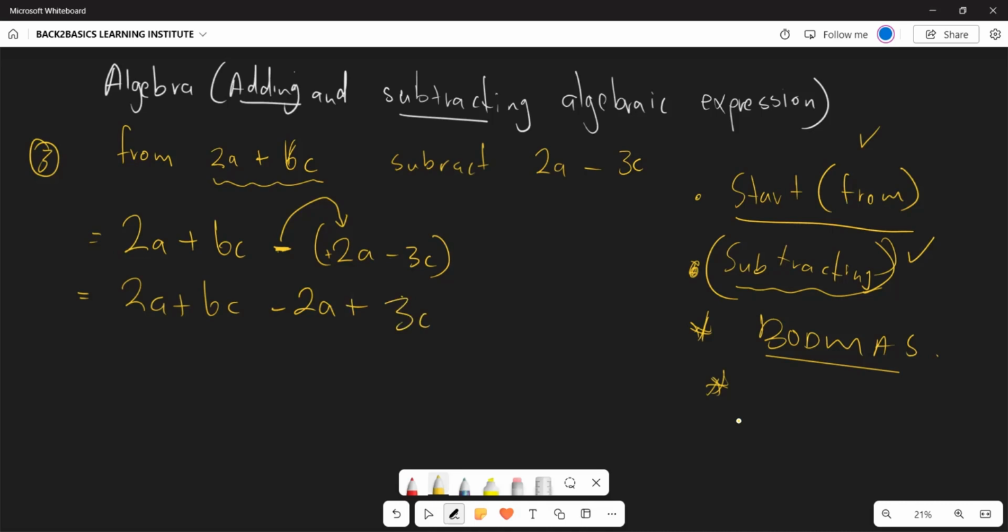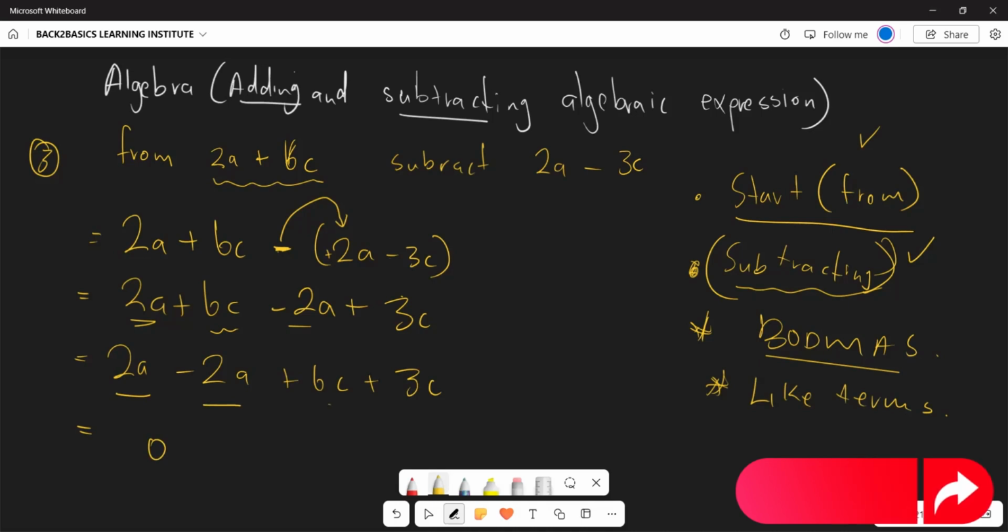And now from here, you look for like terms. Do you have anything that is regarded as like terms? Yes. So now look, this is going to be 2a and minus 2a. Then you have plus your 6c plus your 3c, right? So now what are you going to have here? Look, this is 2 minus 2, so this is going to give you 0. Then 6 plus 3 is going to give you plus 9. And then the c, because remember the c is still part of the like terms. So therefore this is going to be your 9c as your solution, right?